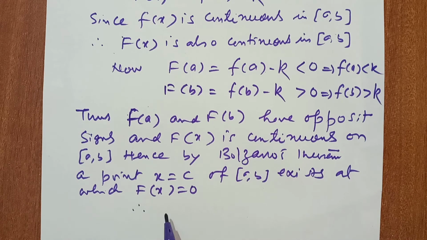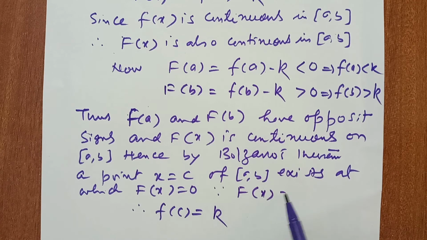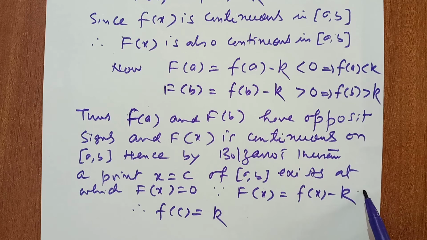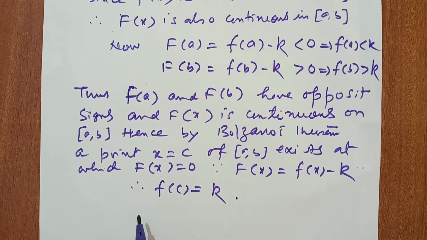Therefore, f(c) equals k. Since F(x) equals f(x) minus k and F(c) is equal to 0, f(c) minus k is equal to 0. So at x equal to c, it means f(c) is equal to k. Since k is arbitrary, f takes all the values lying between f(a) and f(b).